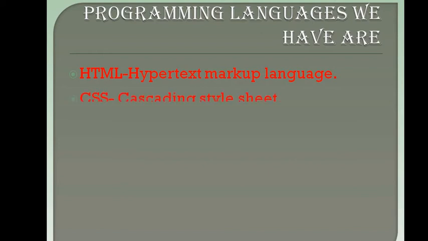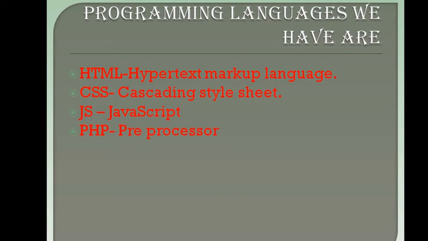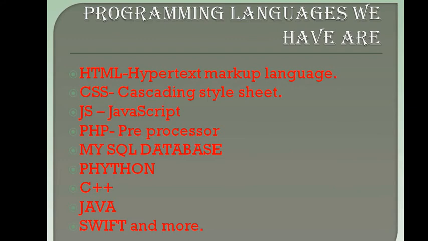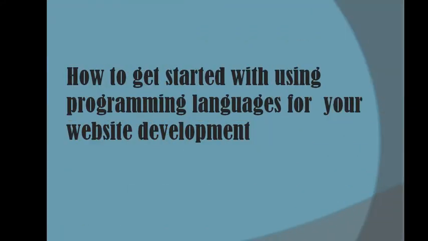So we have the CSS, which you use in styling your HTML, and this is the cascading style sheet. We have JS, the JavaScript, the PHP, the preprocessor for your HTML. We have the MySQL database. We have Python. We have C++, Java, Swift, and more. I want you to get me more. How to get started with what programming language is used for website development. As in, how can we get started with using these languages for website development?